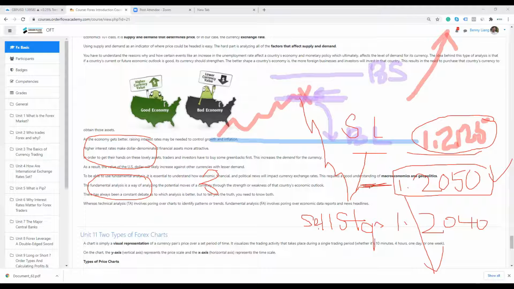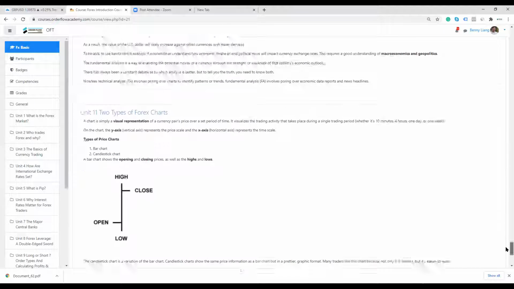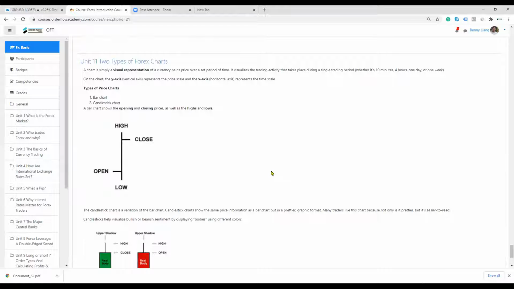So what does it mean? It means that if the current price is trading at 1.2050, and once the price trades below 1.2040, your sell order will be triggered. So you have one sell order there. You got it now, right? So that's the difference between them. Okay, next we go to the chart.